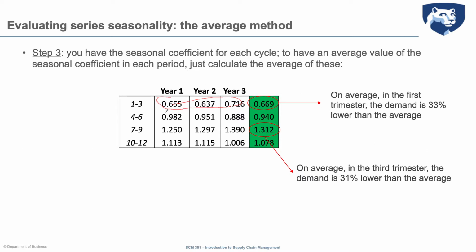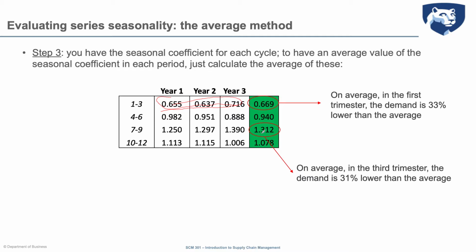Okay? Which means that according to our data, remember, these are sample driven. If we had a 4th year, this may be different, but according to our data, in the first trimester, the demand is 33% lower than the average, because you see here the seasonality coefficient is below 1, 0.67. In the 3rd trimester, instead, the demand is 31% higher than the average because the seasonality coefficient is 1.3. So 30%, 31% higher than the average.